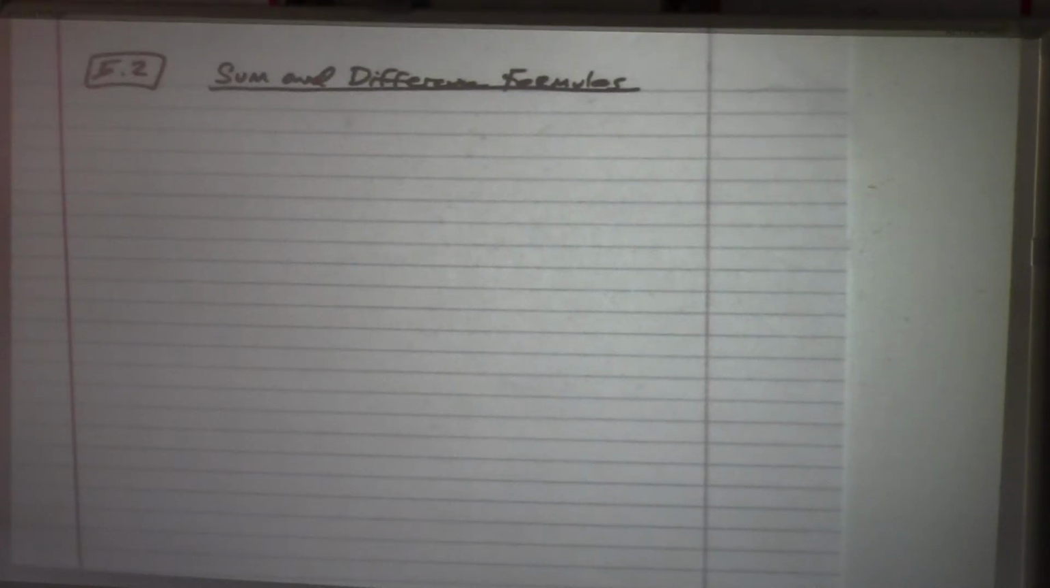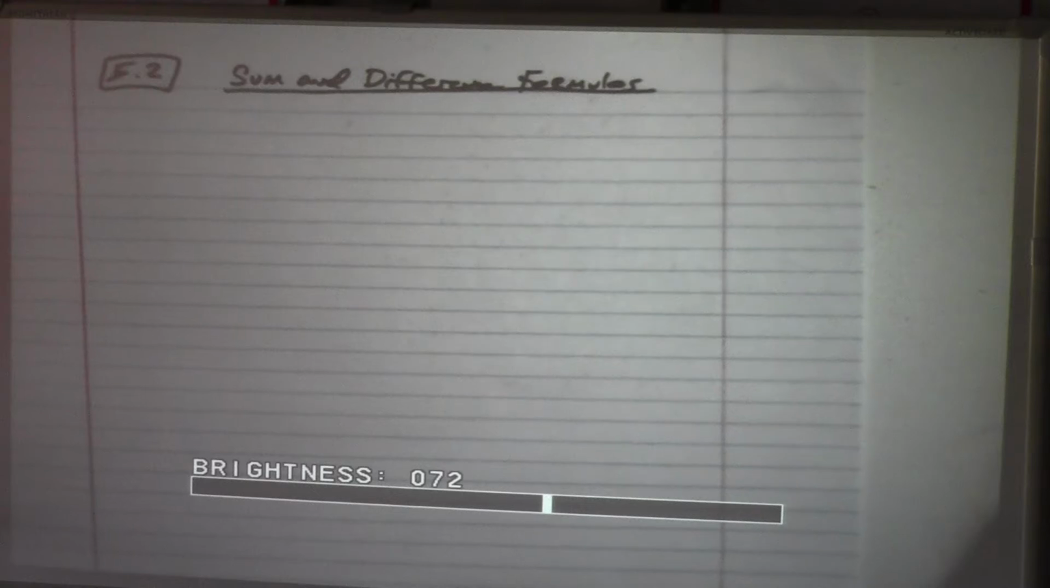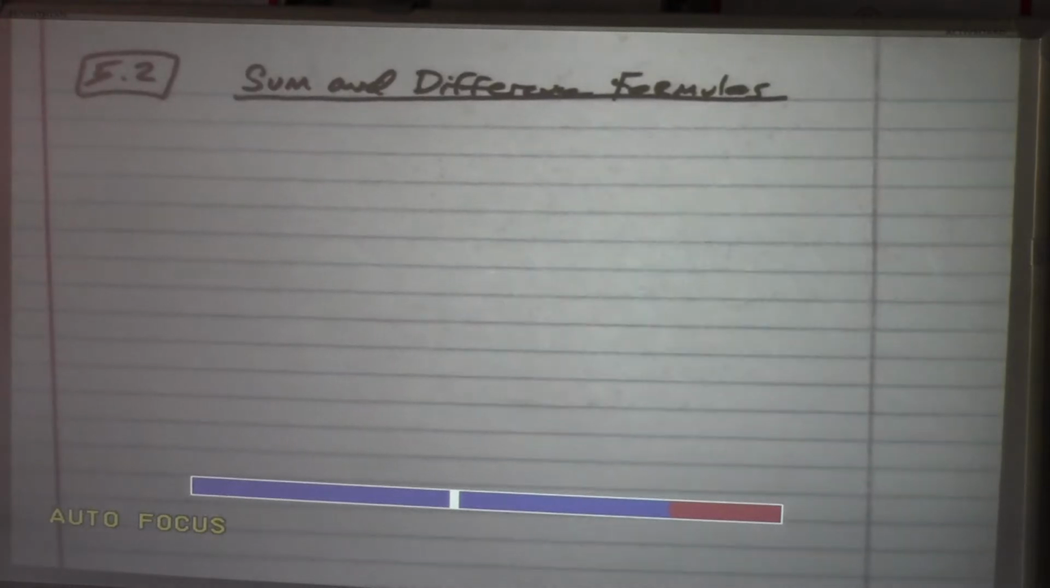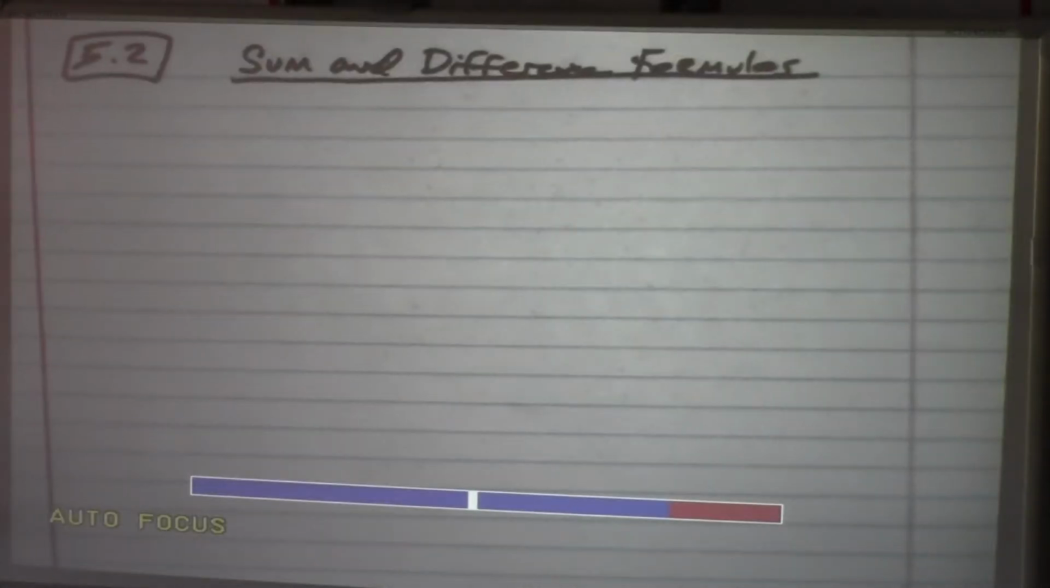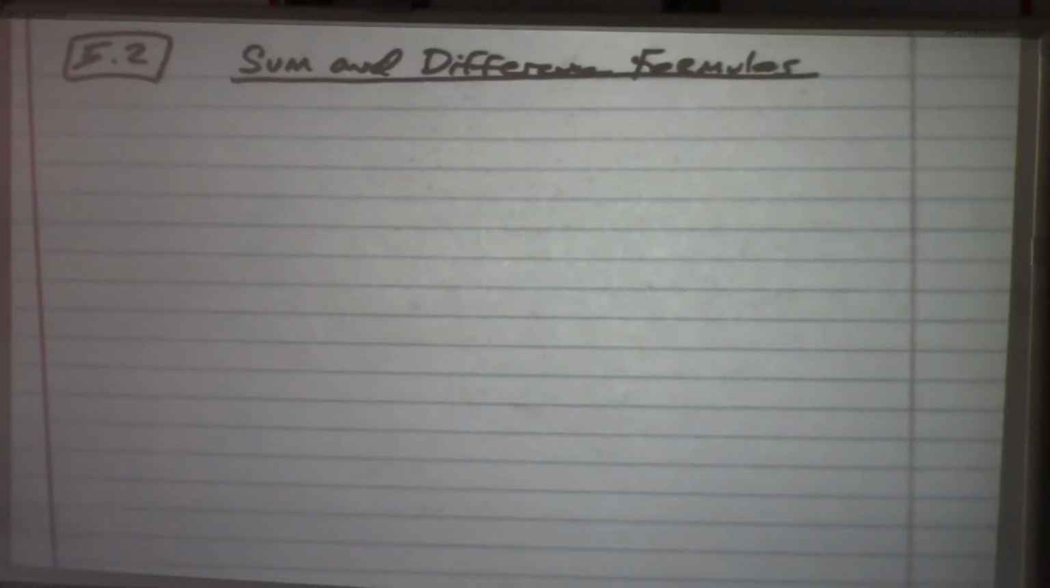This video is on section 5.2 from the Blitzer Precalculus textbook on the sum and difference formulas and using those with trig functions. I want to make that a little bit larger there. Let's focus it. Good. Now we've got some room to work with. And what we're going to do here is to use these particular formulas, the sum and difference formulas.